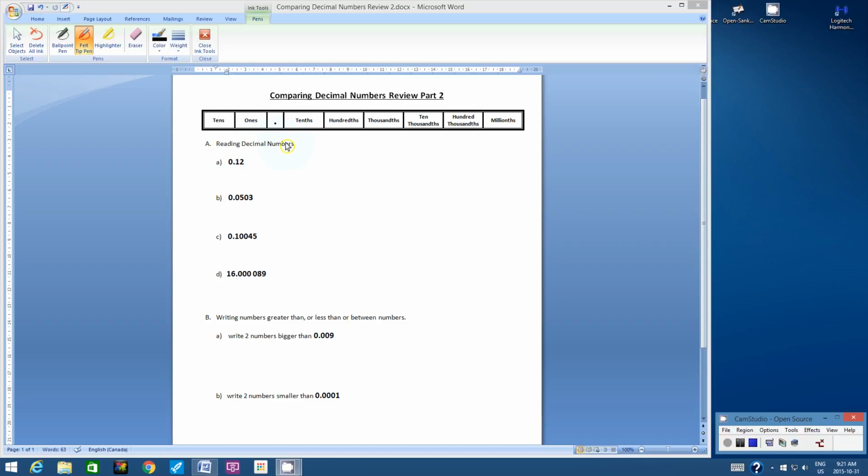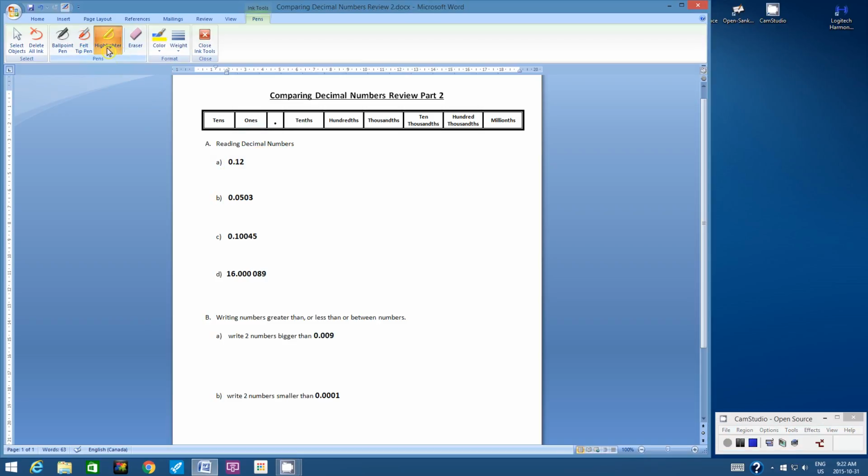Okay, so when we read out these numbers, normally just in daily conversation, the first one, question A, we would just say 0.12, but there's a more formal, sophisticated way of reading decimal numbers, and this is how we do it. What we want to do is highlight, and it's good if you have a highlighter and a couple different color pens, the number in the last place value column. This is very important.